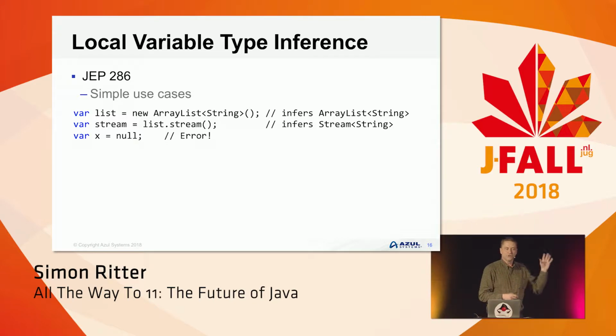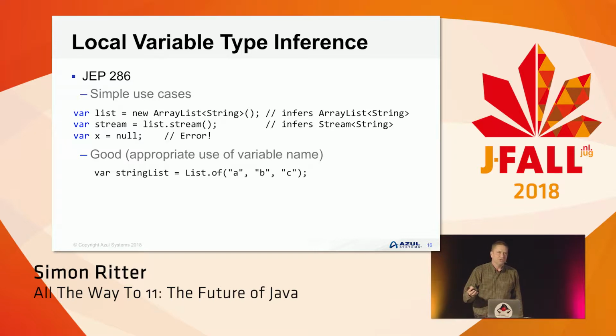Now, there are certain things you can't do. For example, you can't do var x equals null. That won't work because the compiler will complain about that. There are some good uses of var. So something like this, where you say var stringList, a nice, useful name, is a list of ABC. That makes sense. It's easy to see what type of variable you're probably using there. You've got a list of strings.